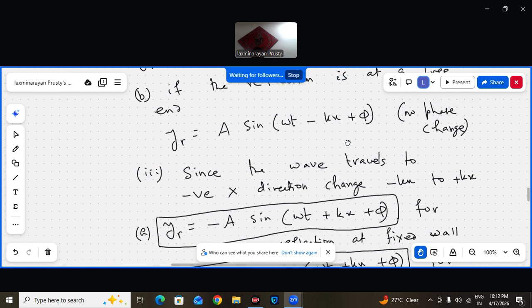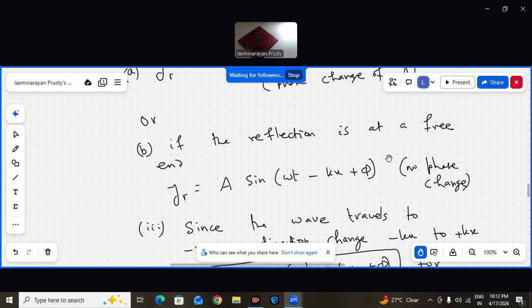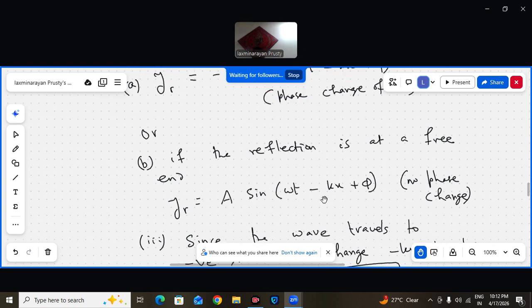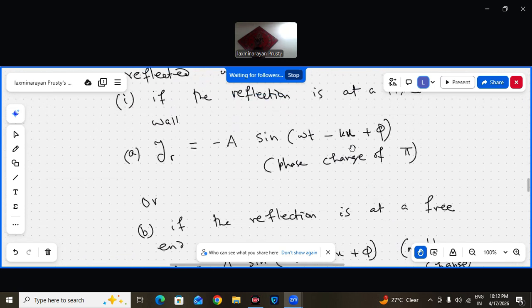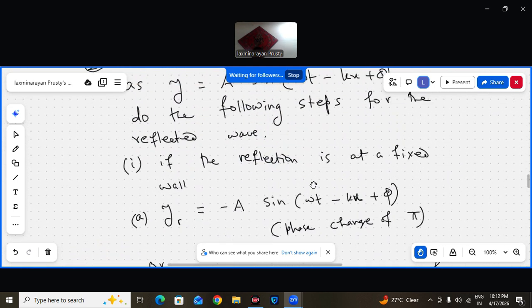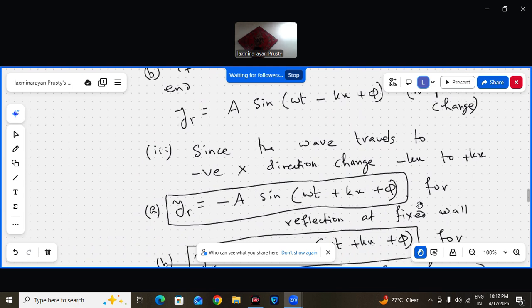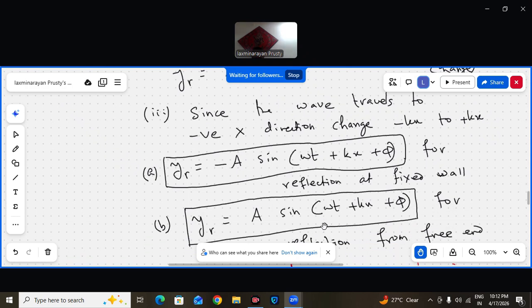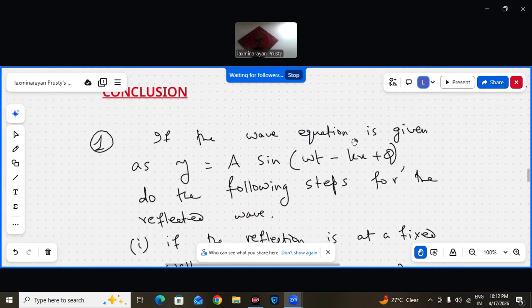That's it. If it is the fixed end, there is a minus sign; if it's a free end, then a sin(ωt - kx + φ), no phase change. If it's a free end reflection, no minus sign. Then after that, minus kx becomes plus kx. For a fixed wall, minus is there, so minus a sin(ωt + kx + φ). If it's a free end, no minus, but a sin(ωt + kx + φ). This is for the ωt minus kx form.